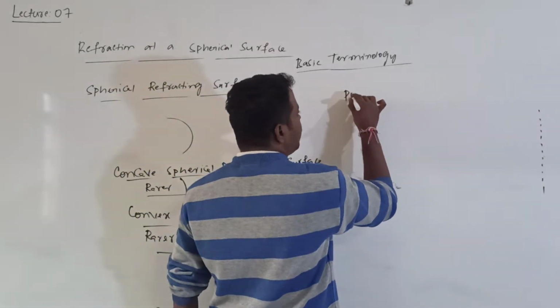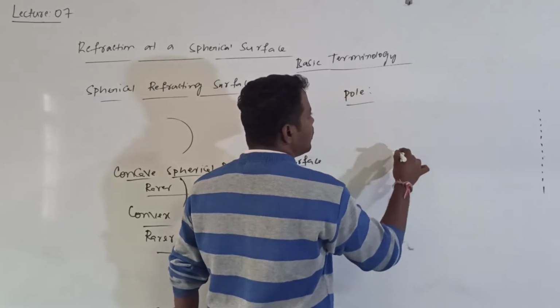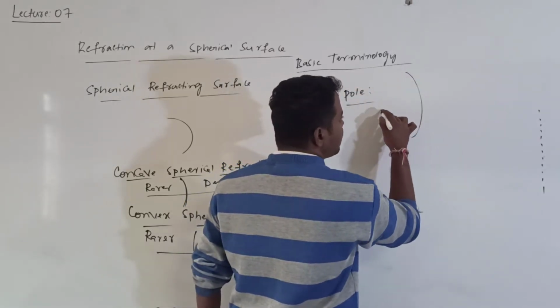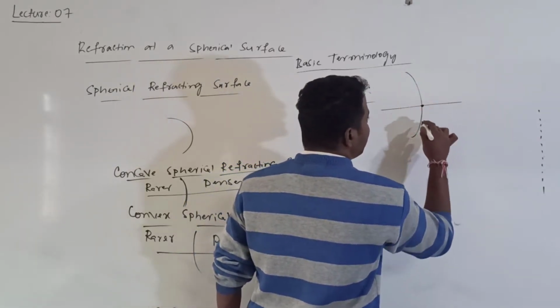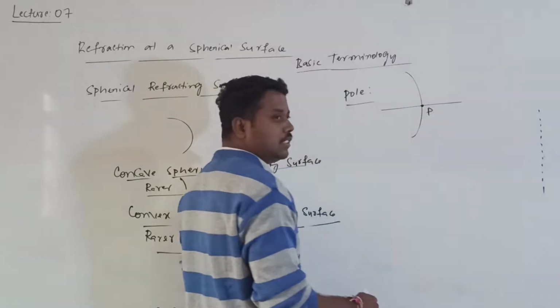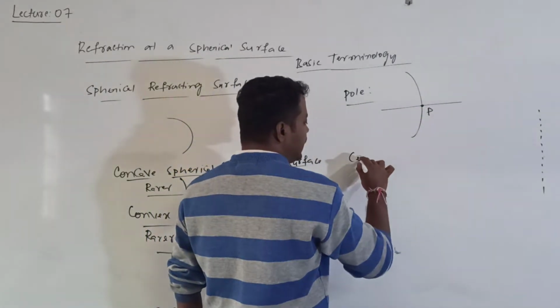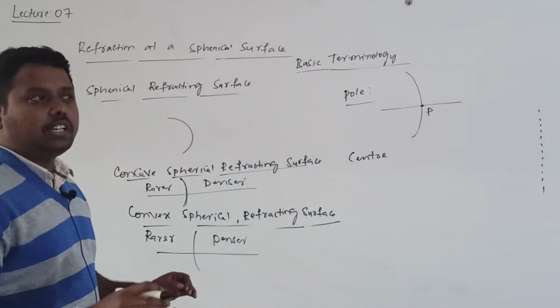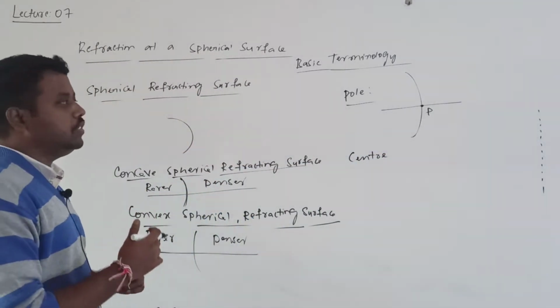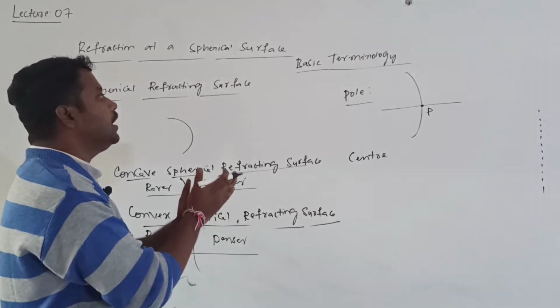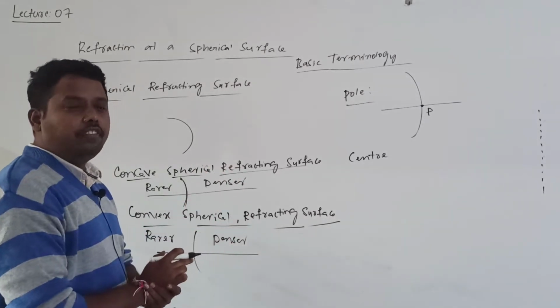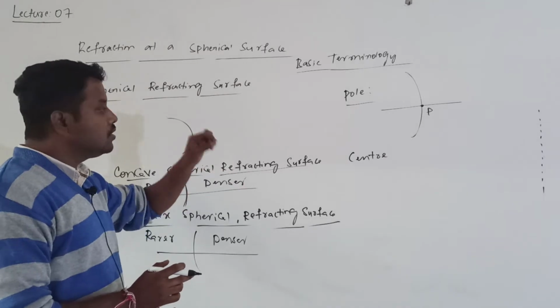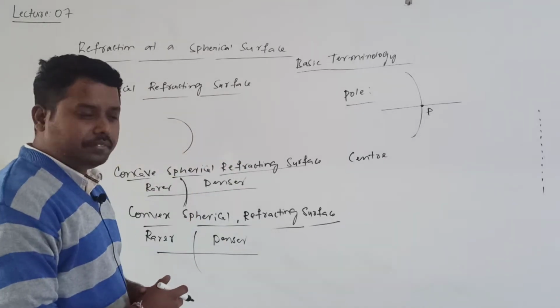What is the pole of a spherical refracting surface? A spherical refracting surface will have a midpoint, one center is there, and that center is called the pole. What is the center of curvature? No need of writing the definition. Till now, for 15-20 minutes, just listen. Whichever question is asked, I will tell you at that time to write down the notes.